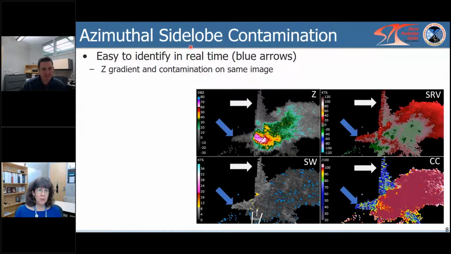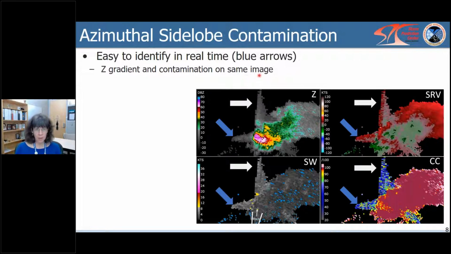All right, azimuthal sidelobe contamination. Let's start with that. The blue arrows are pointing towards an example here, and look at this storm core. This is a very intense hail core. You've got a dramatically large reflectivity gradient over just a few degrees in azimuth. So this is going to cause azimuthal sidelobe contamination. You can see the contamination and the gradient itself on the same image. We typically have a three-body scatter spike with these kinds of signatures because of the radar orientation.